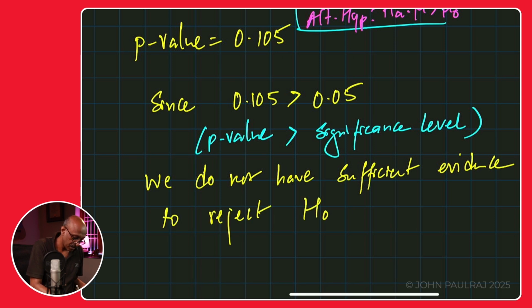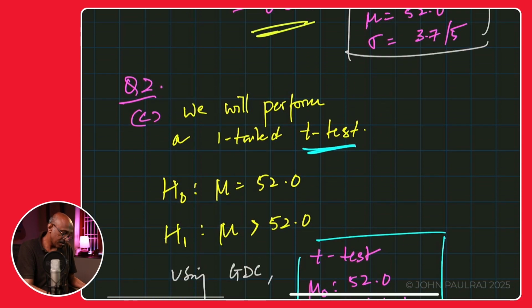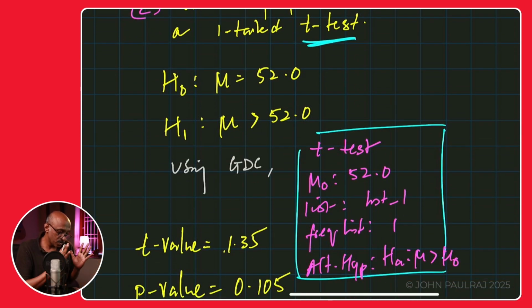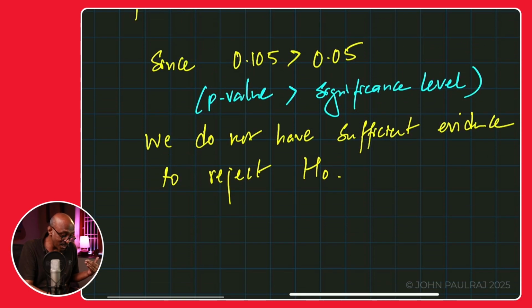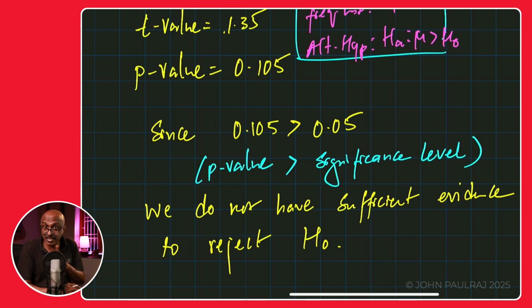the null hypothesis. The null hypothesis was that mu is equal to 52.0, that means there's no change. Before the feed, the population mean of each egg was 52 grams, right? And Farmer Giles in the question asks, after the feed, has it changed? Has it increased? There isn't sufficient evidence. We're not saying that it hasn't changed.